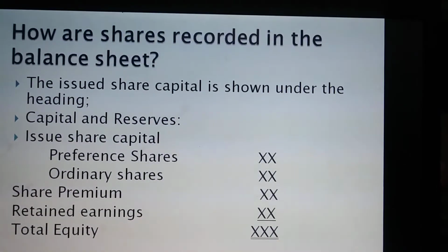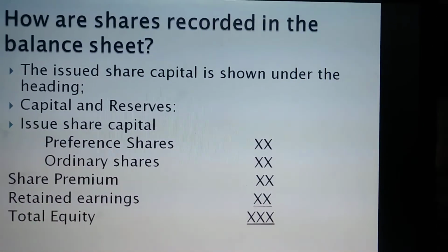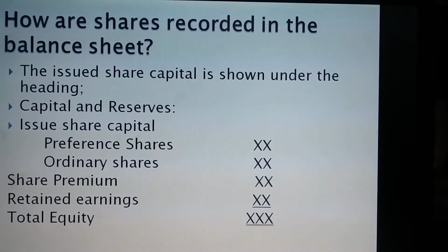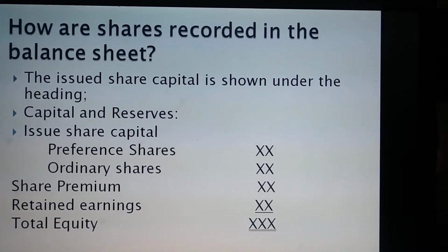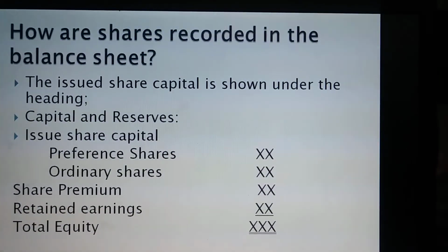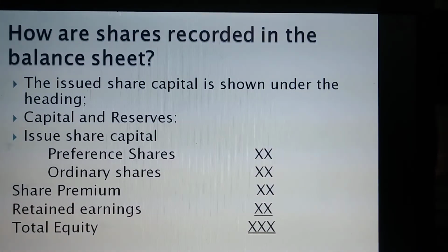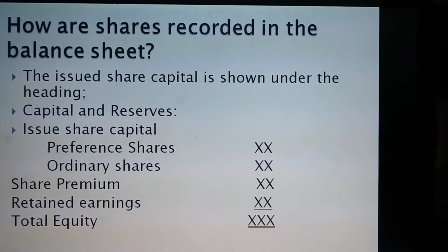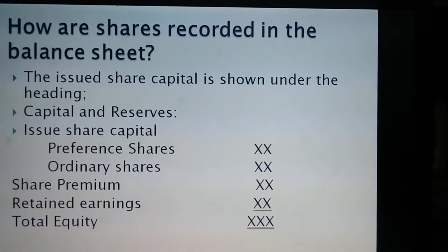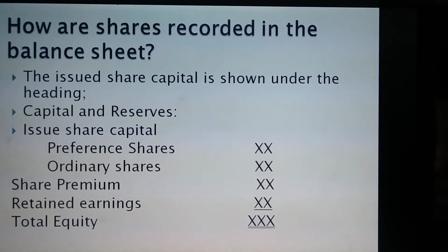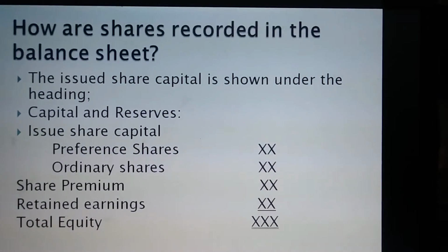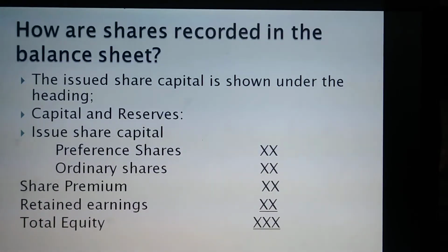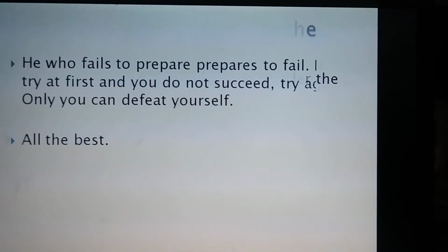So in the balance sheet, students, all the share capital, issued share capital, and reserves, as well as retained earnings, they are recorded in the equity section of the balance sheet. The equity section of the balance sheet. So the share capital and the reserves, they are placed under capital and the reserves.